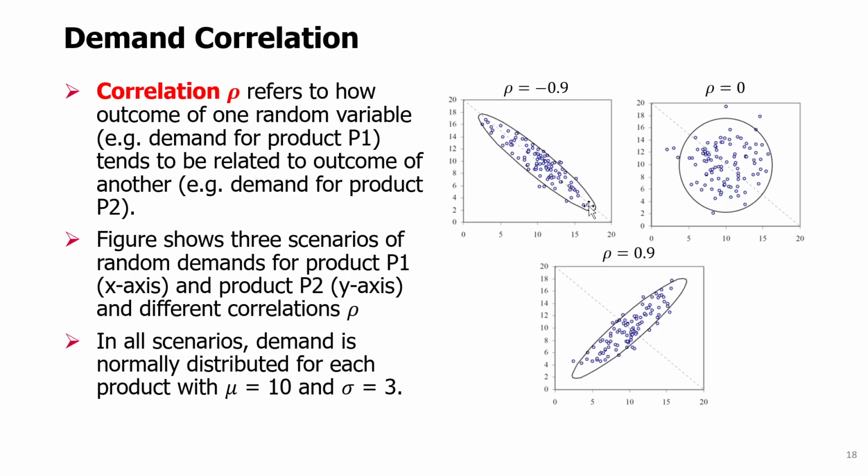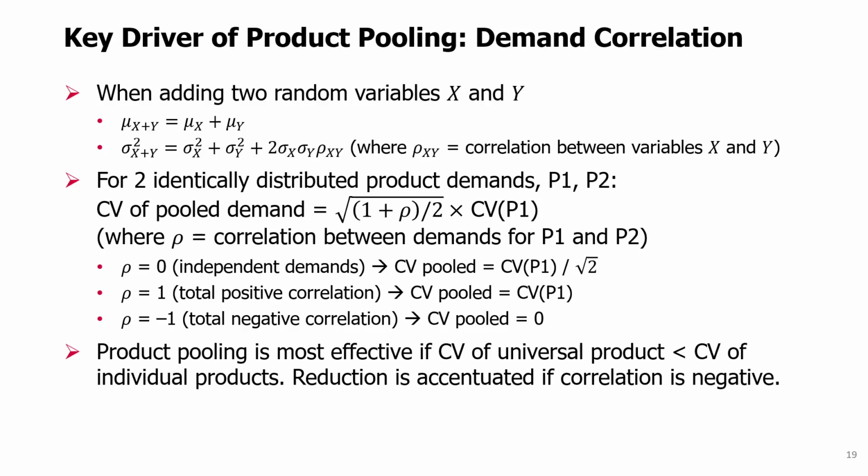Actually, the most benefit we will experience is when correlation is negative, as in this case here. When the demand for one product is high, the other is low, and the other way around: when this demand is low, the other product has high demand. So the key driver of product pooling is demand correlation for those products.